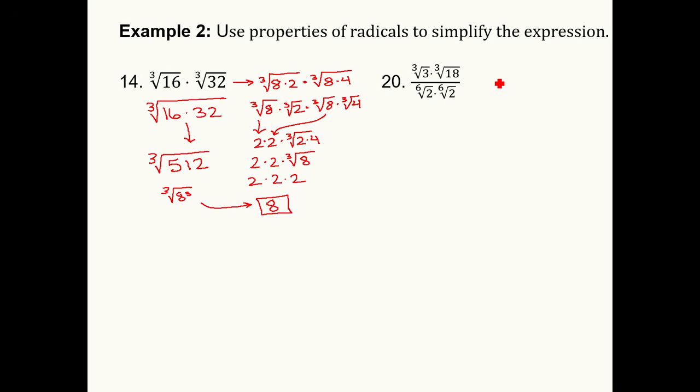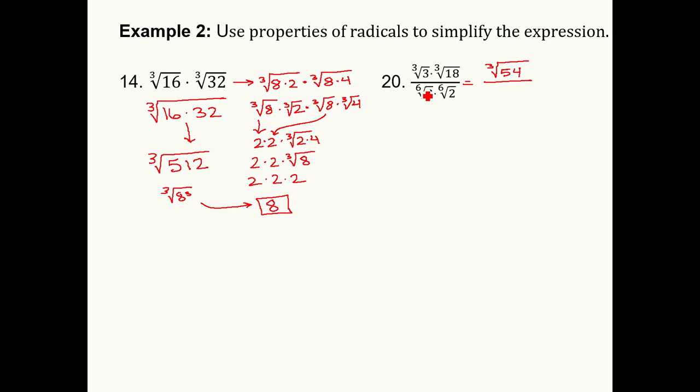Let's take a look at number 20. So here I've got the cubed root of 3 times the cubed root of 18. Okay, I can multiply those together because they have the same index on the root. They're both cubed roots. That's the cubed root of 3 times 18. That's 54.